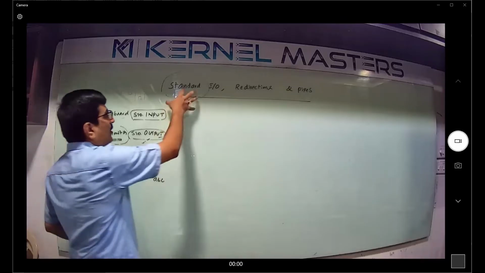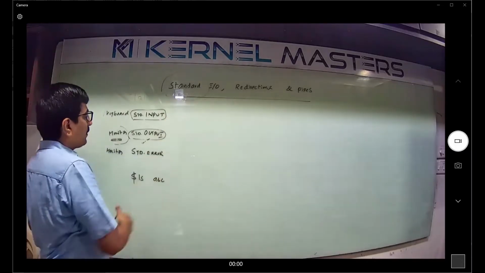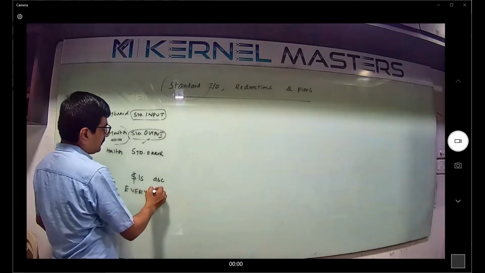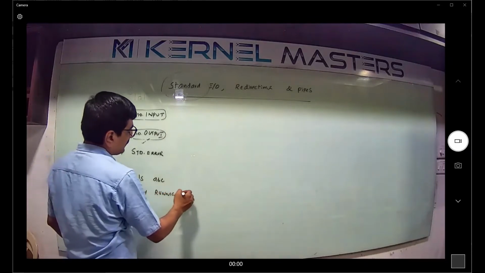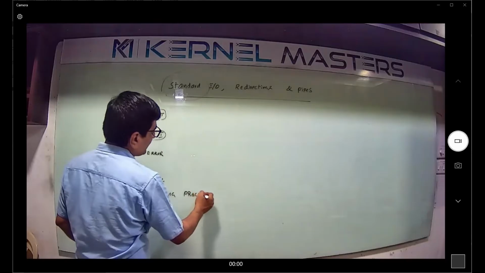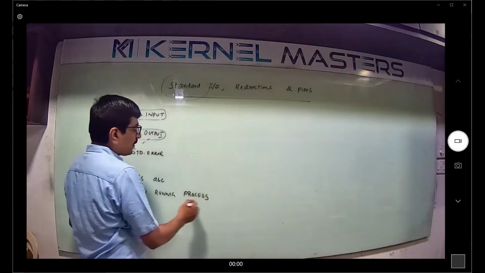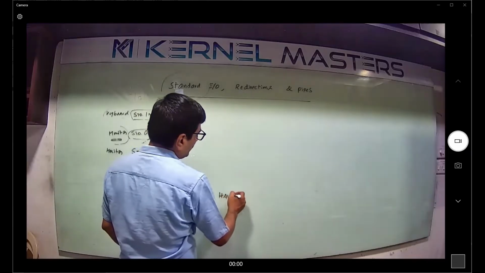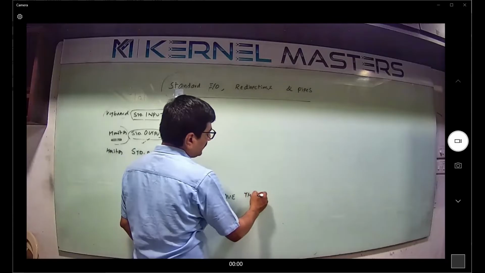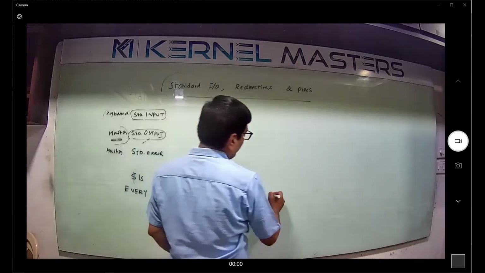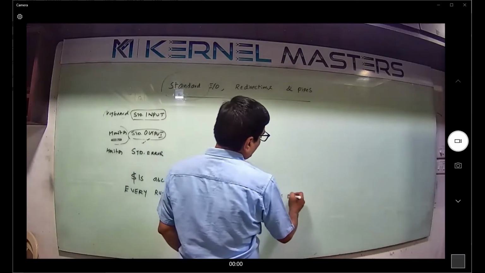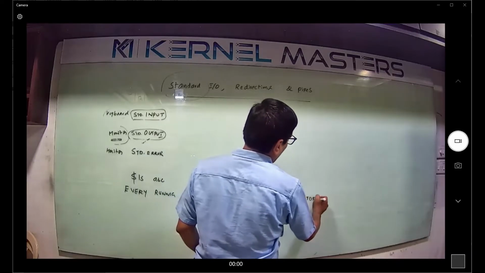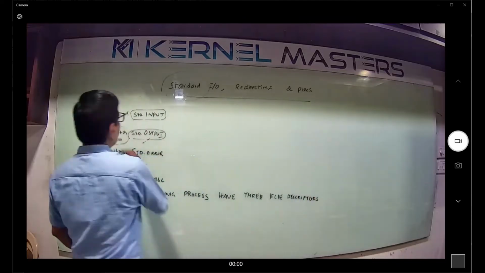So that is the meaning of standard input and output for every running program. A running program is generally called a process. A process is an execution of a program, command or graphical, whatever. Every running process has three file descriptors. They are generally called file descriptors. These are the file descriptors.